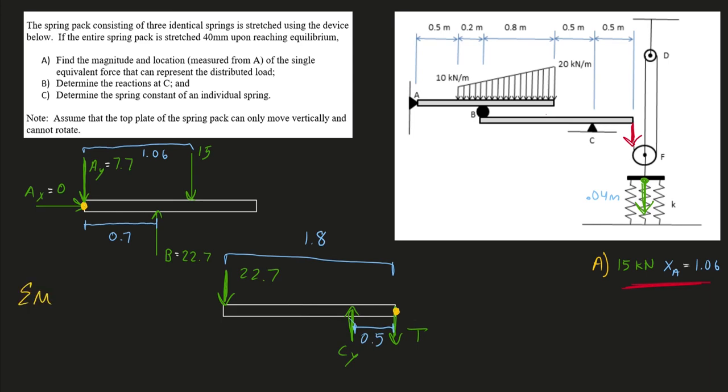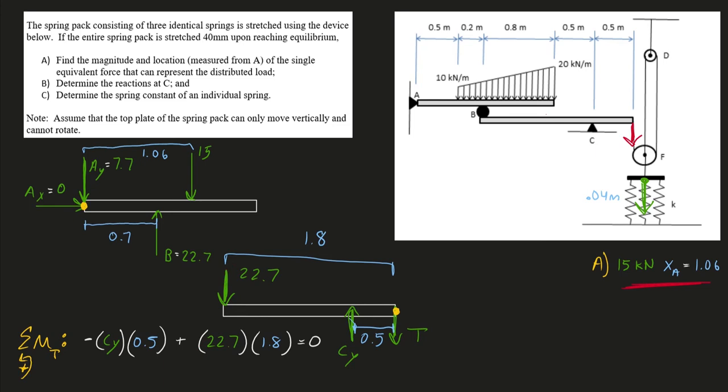Sum the moments about T, I'll call it. So that Cy, I'm assuming it's up, so it's going to want to rotate this way about point T. It's going to be in my negative rotational direction. And my 22.7 is going to want to rotate us counterclockwise, which is my positive direction.